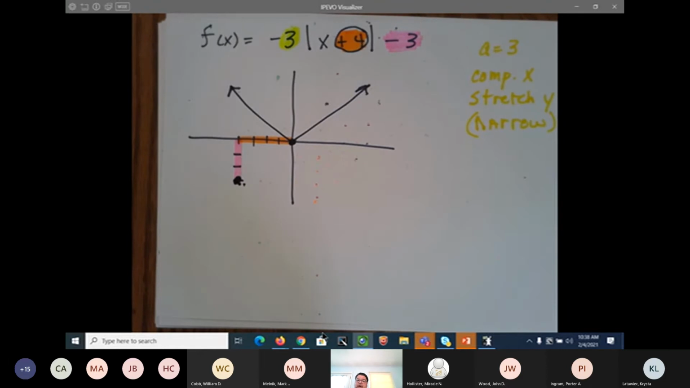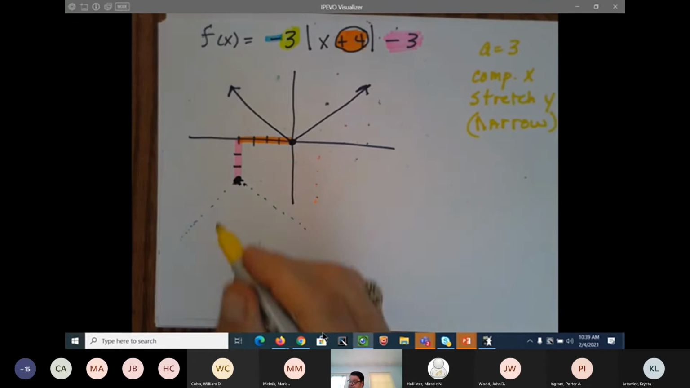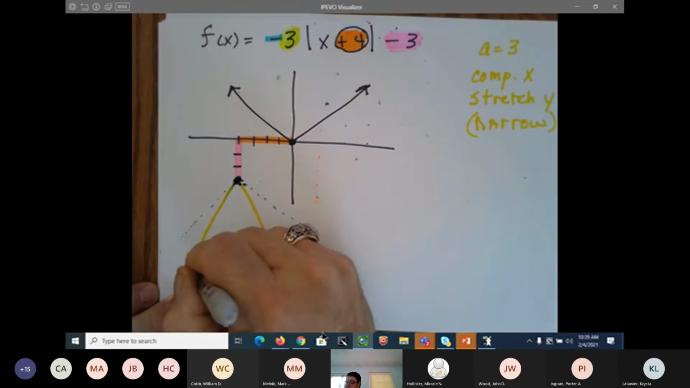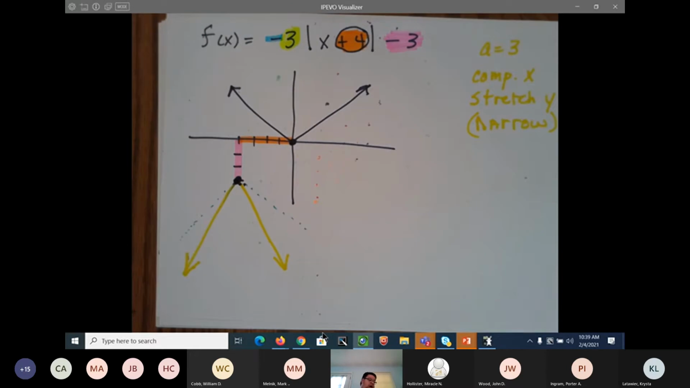So we know it's narrow, but what does that negative tell us? That negative tells us it's opening up in the opposite direction. So the negative tells us, give me my blue, the negative tells us that it's opening in this direction. But the yellow tells us that it's going to be skinnier. And this is called sketching a function.